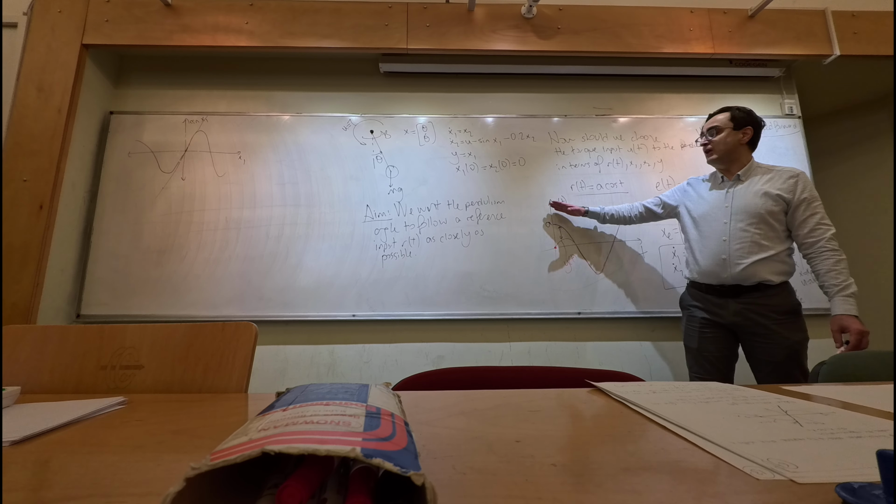Y double dot is going to be x2 dot, and x2 dot is given there. It is u minus x1 minus 0.2 x2 here. Now the input has actually appeared on the right-hand side, so that is why I'm going to stop here.